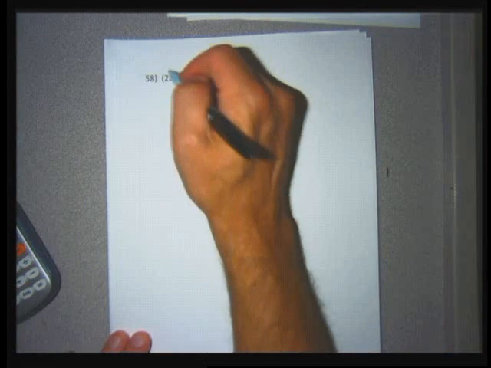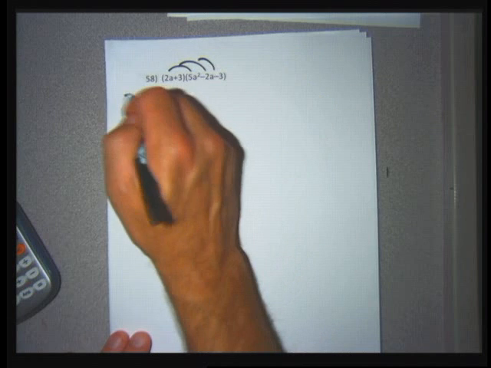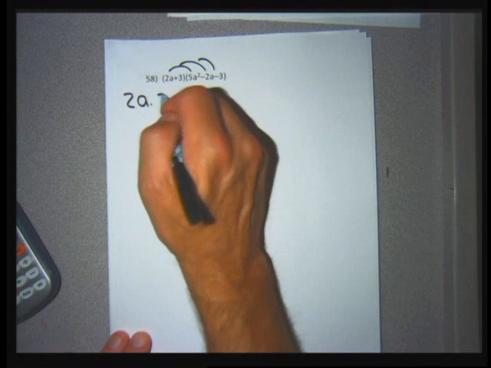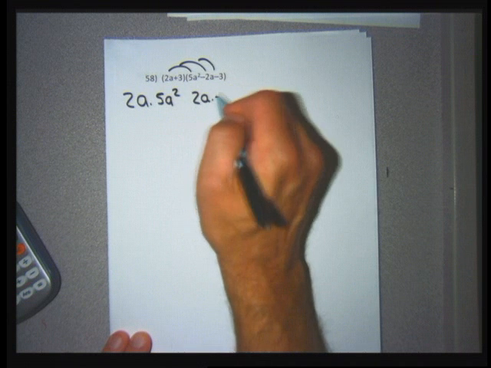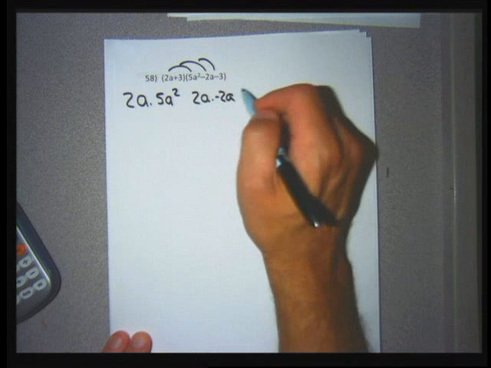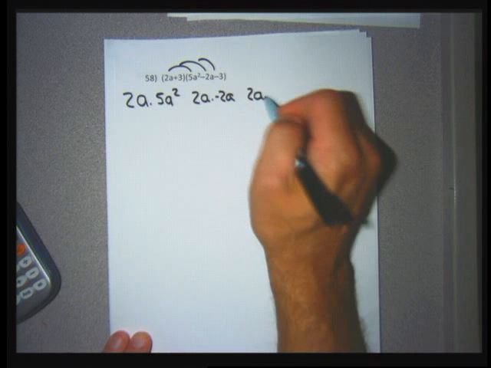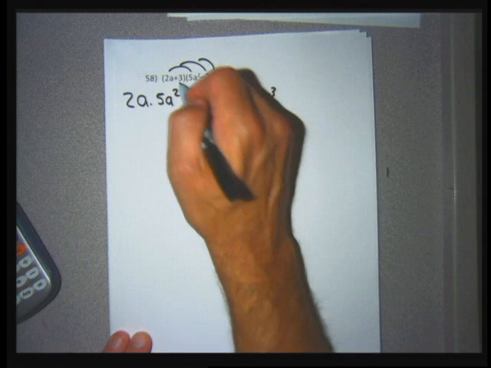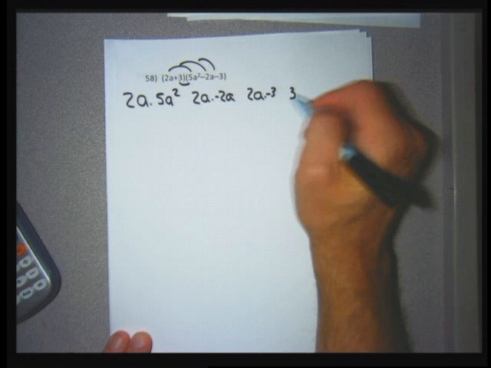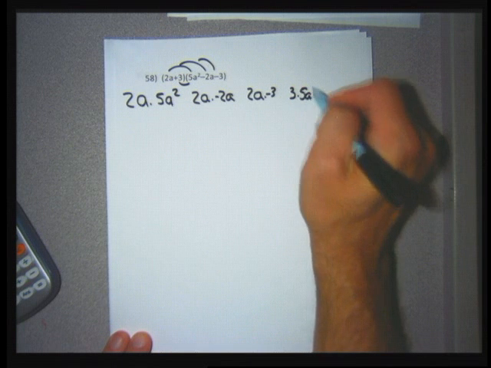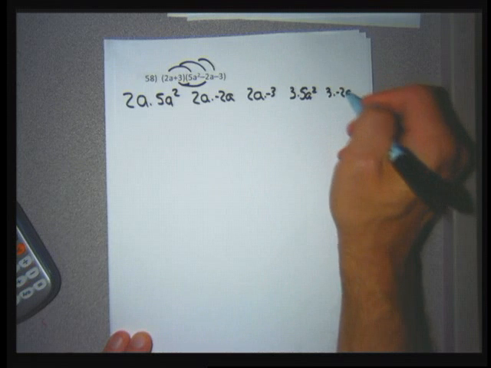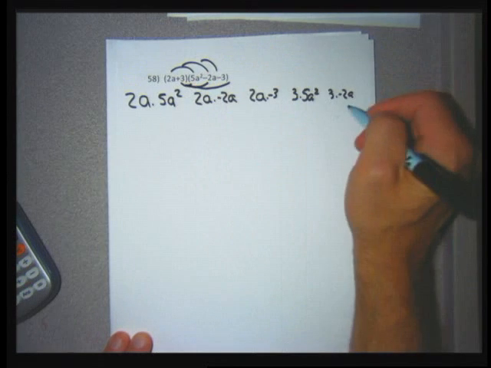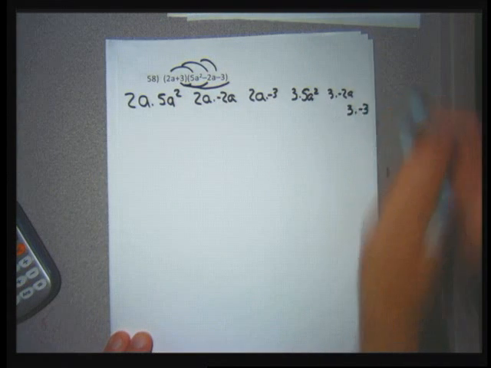Problem 58. I'm going to go 2a times 5a squared, and then 2a times negative 2a, and then 2a times negative 3, and then the same with the 3. 3 times 5a squared, 3 times minus 2a, and 3 times minus 3.